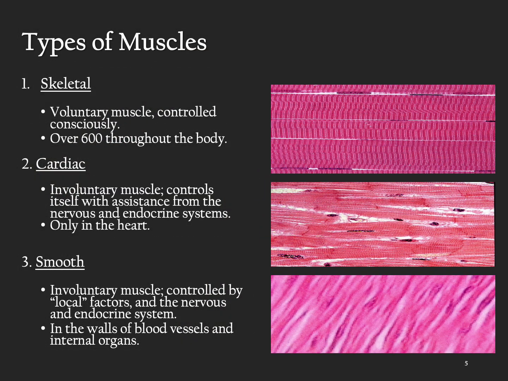We have 3 different types of skeletal muscle, which we've discussed briefly, but we're going to dive in just a little bit more today. The first type, skeletal. This again is with the somatic nervous system, which means that it's voluntary, it's controlled consciously. We have to consciously send a signal from the central nervous system to the peripheral in order for this muscle to be contracted. And we have over 600 muscles throughout the body.